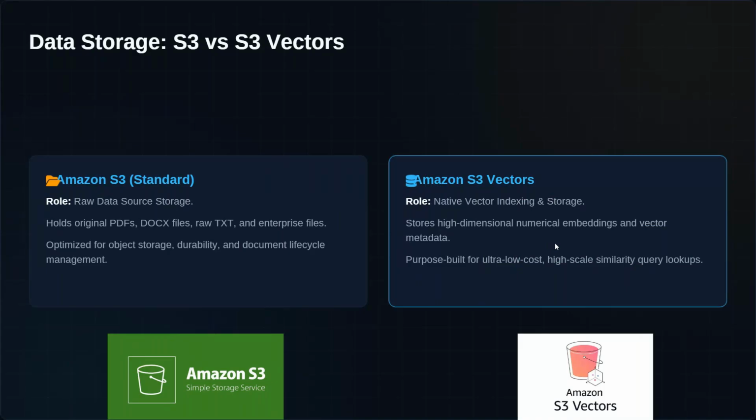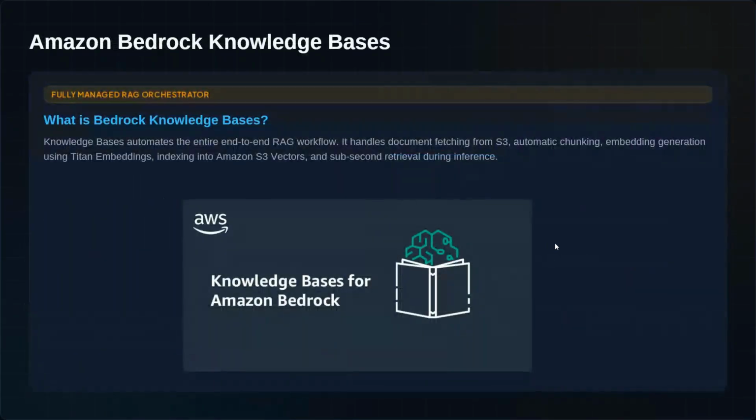Managing document parsing, chunking, embedding generation, and vector indexing manually sounds like a lot of boilerplate code. This is where Amazon Bedrock Knowledge Bases step in. Amazon Bedrock Knowledge Bases is a fully managed service that automates the entire end-to-end RAG pipeline. Instead of writing custom scripts to monitor S3, chunk text, invoke embeddings APIs, and write to a vector database, Bedrock Knowledge Bases handles the full workflow out of the box.